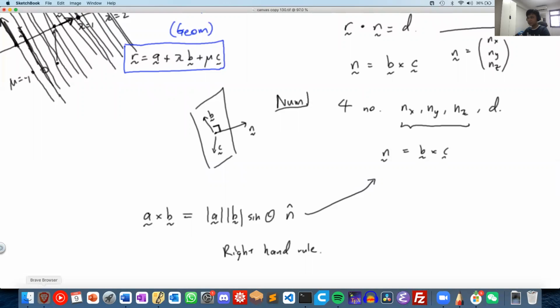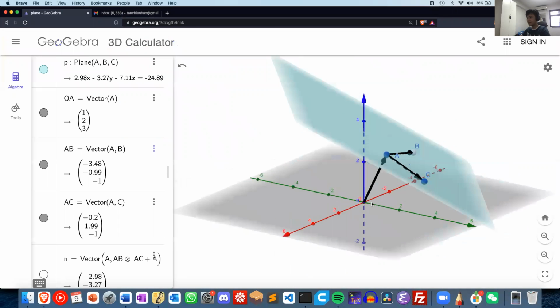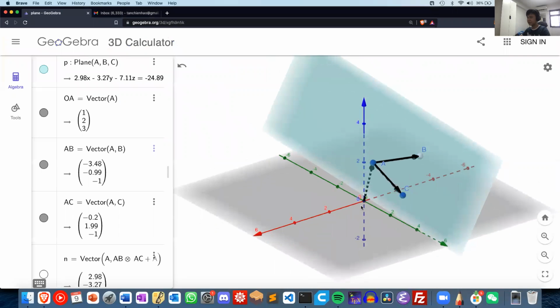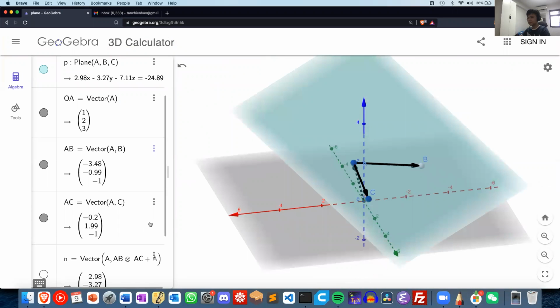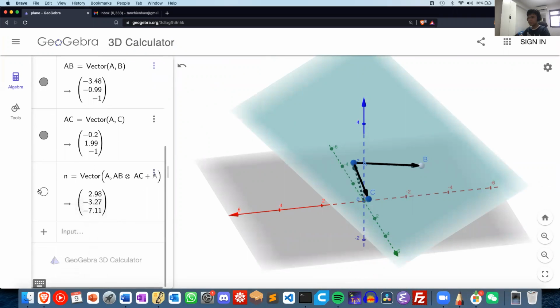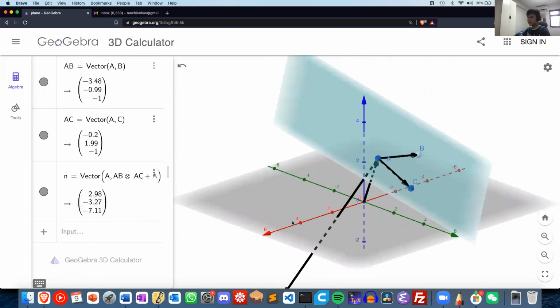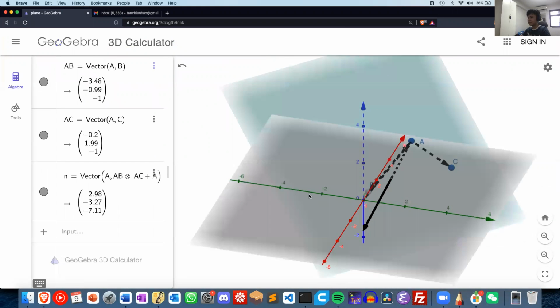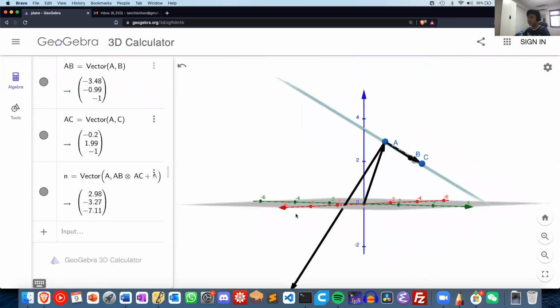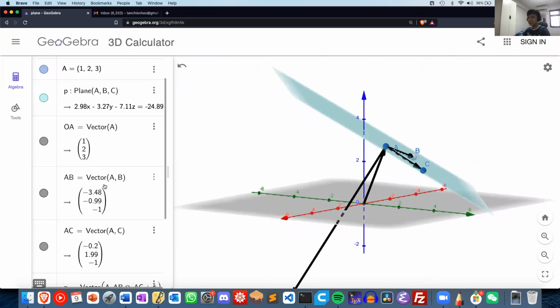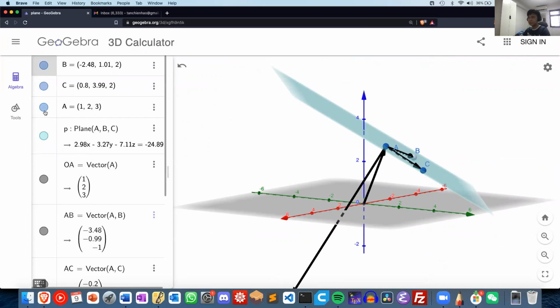If it still doesn't help, then let's bring up this visualization over here. We have the plane, with the B and C vectors shown by AB and AC. Then if we take the cross product between B and C, you can see that if I look at the plane from any angle, okay, let me just remove the A vector.